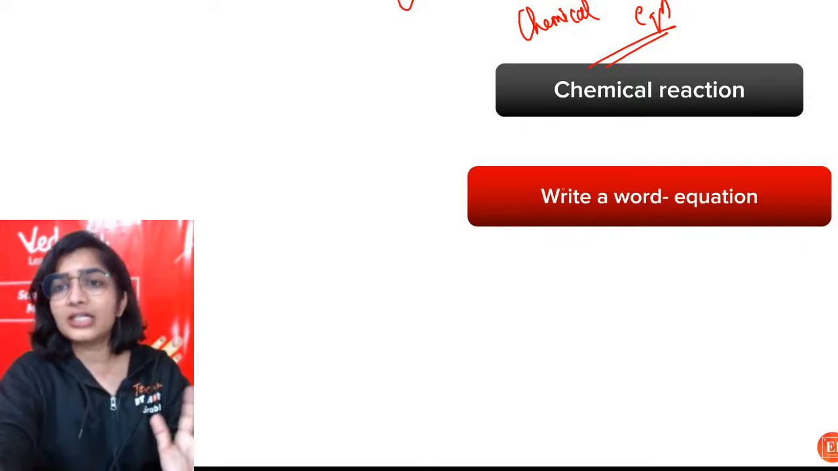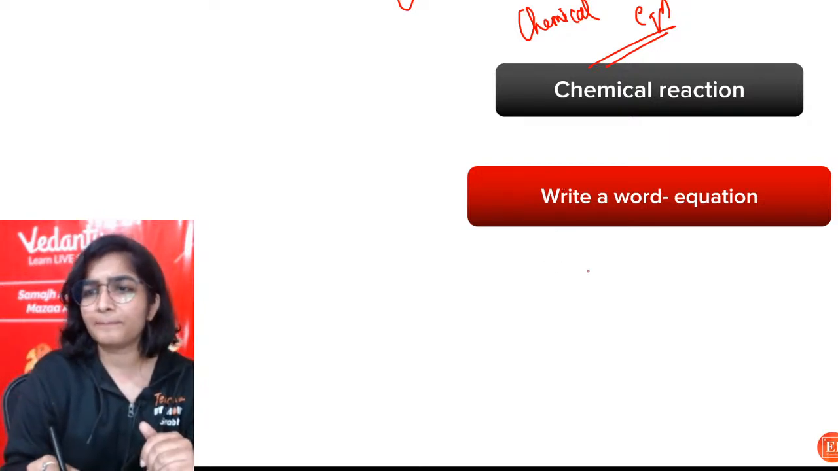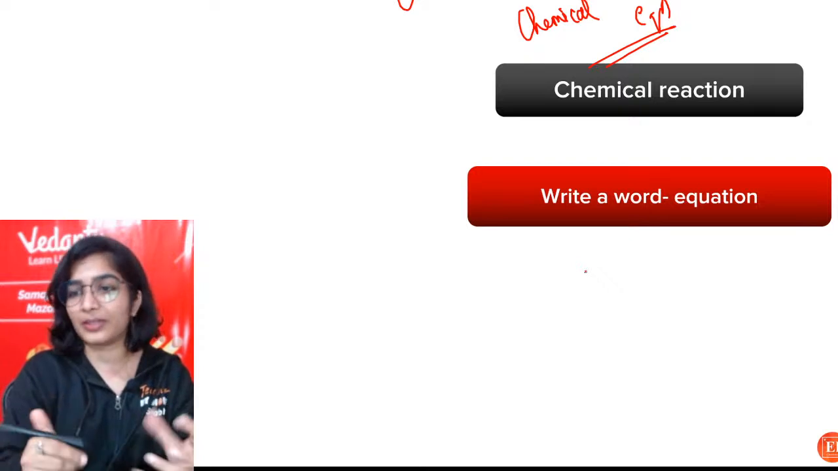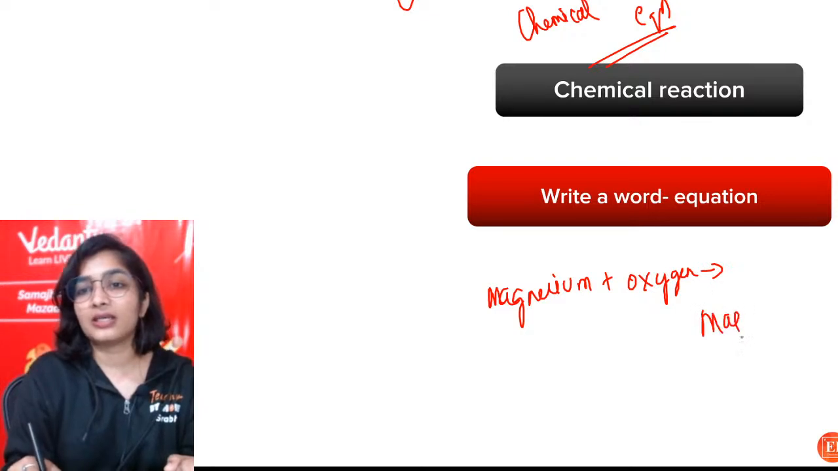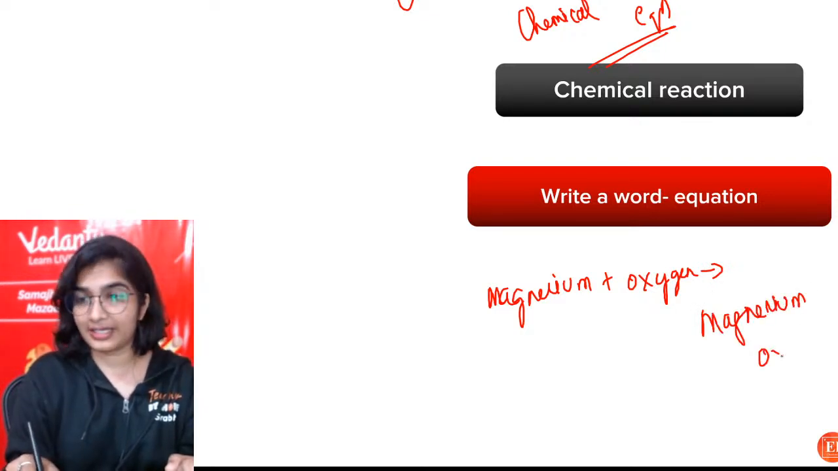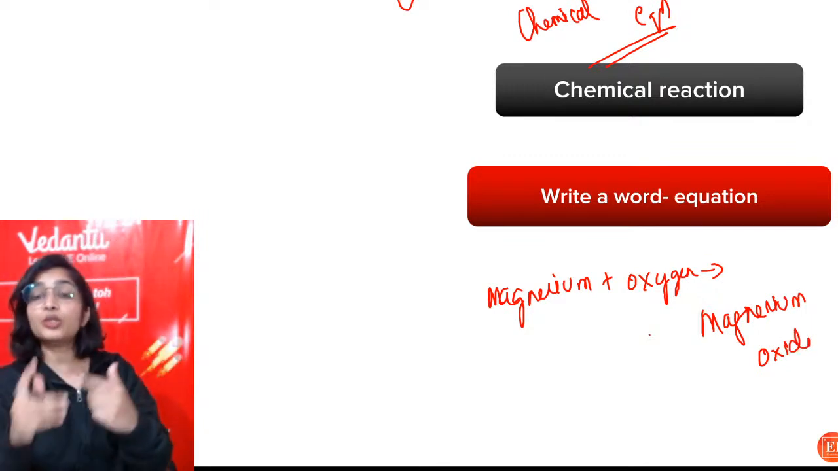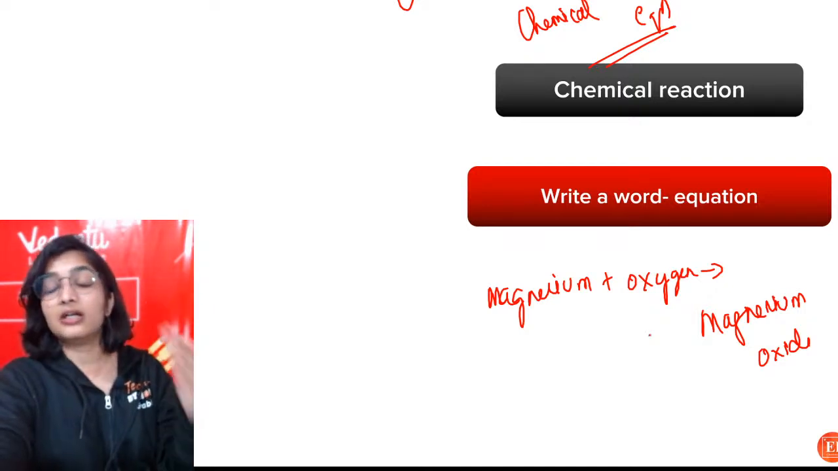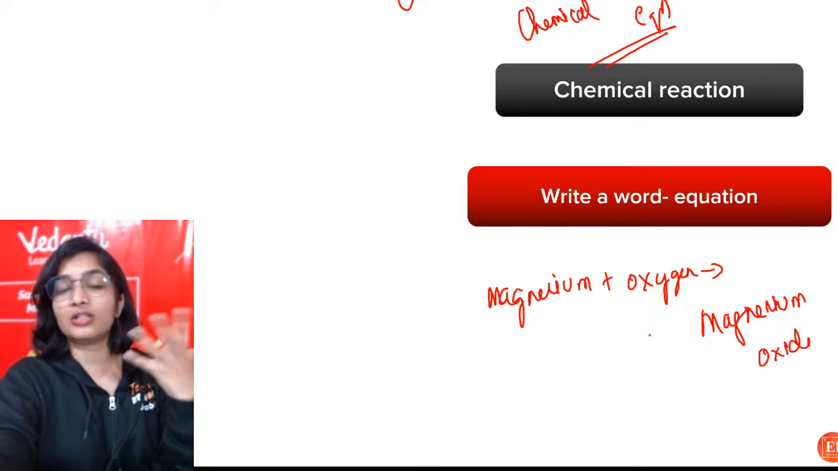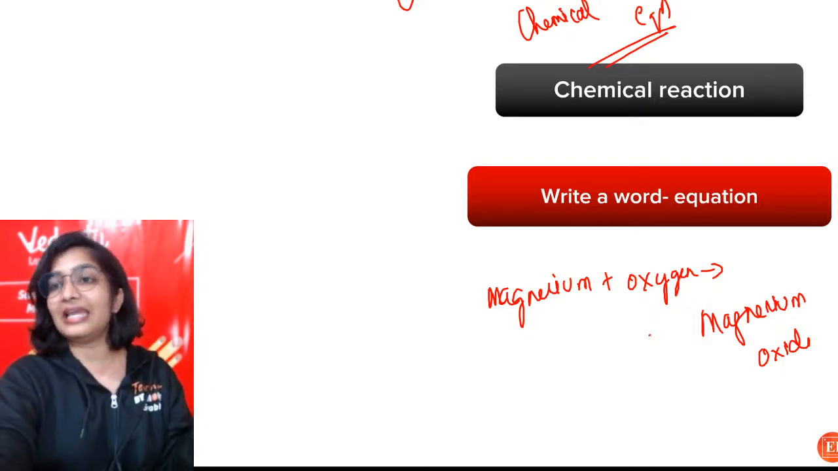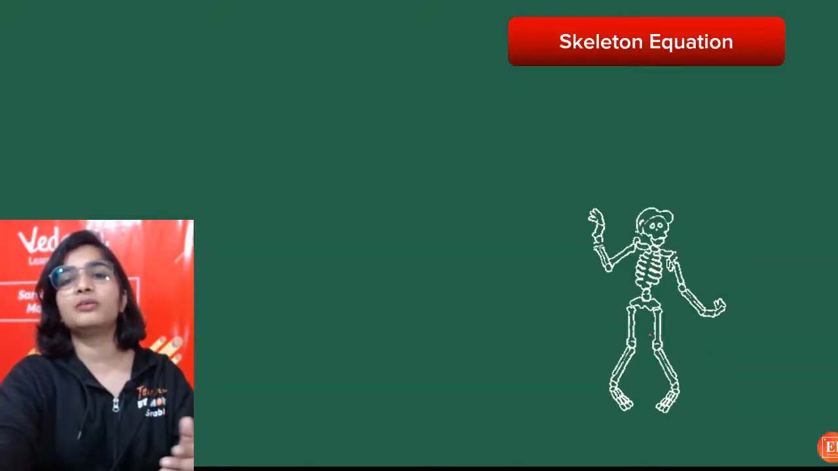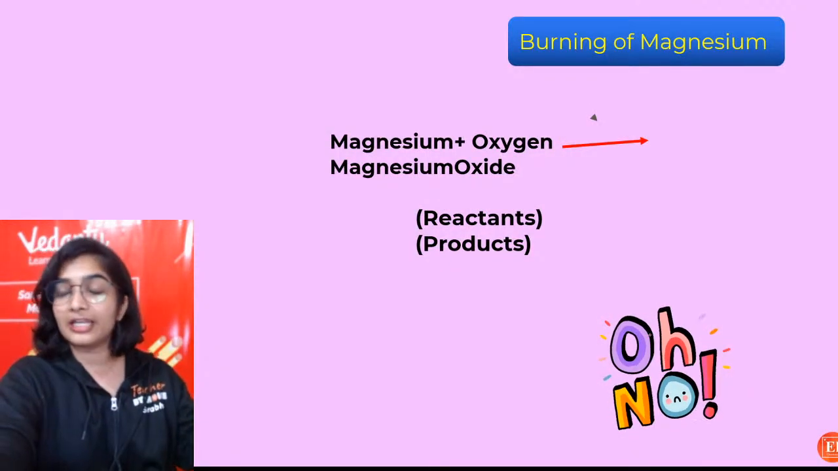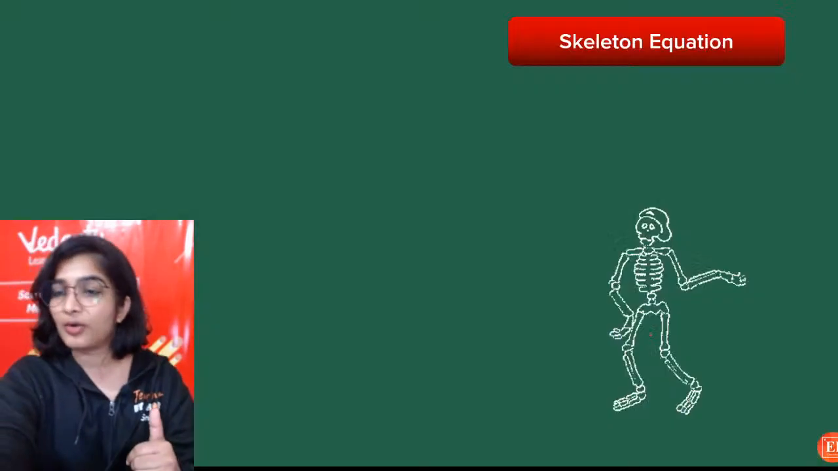So chemical reaction, write a word equation. How to write a word equation? Can you tell me? Symbols, chemical formula or in words. This is a word equation, right? Let's write an example: magnesium plus oxygen, you will get magnesium oxide. So this is a word equation where I am trying to represent a reaction using not symbols, but the names of the elements and the compounds. So that is a chemical equation. Burning of magnesium plus oxygen, you are getting magnesium oxide. On the LHS you have reactants and on the RHS you have products.